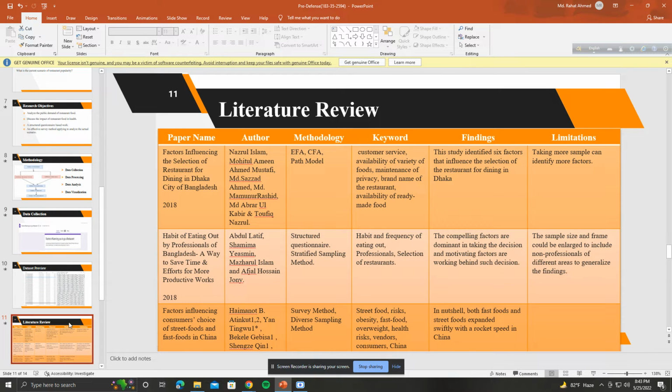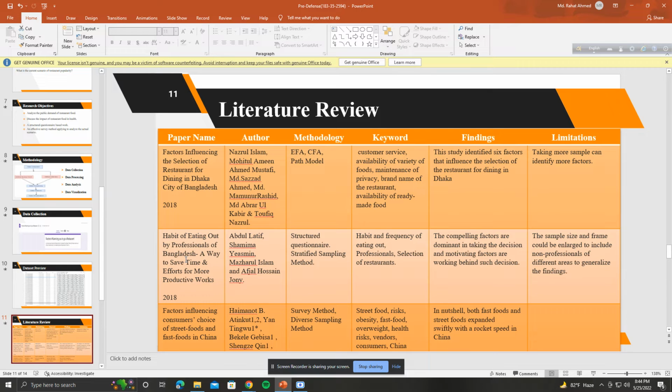Here is the literature review. My first and best paper is Factors Influencing the Selection of Restaurant for Dining in Dhaka City of Bangladesh, whose methodology is EFA, CFA, and path model. The paper finding is this study identified six factors that influence the selection of restaurant for dining in Dhaka. The limitation of this paper is that it could take more samples, to identify more factors.